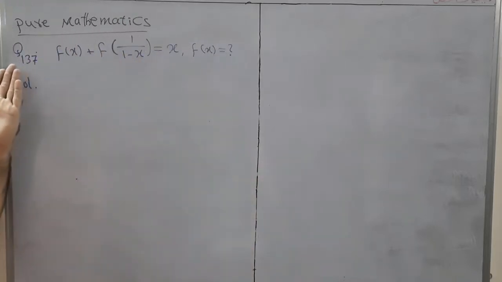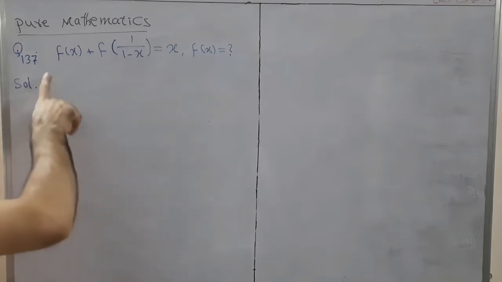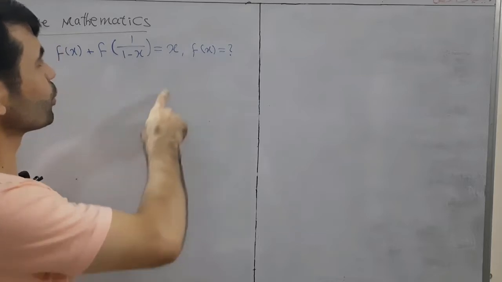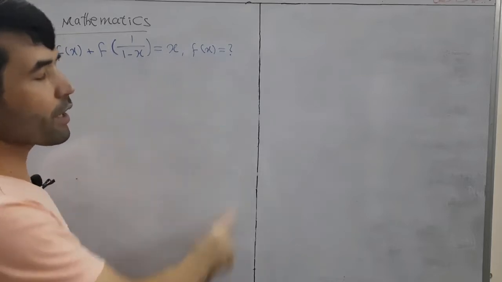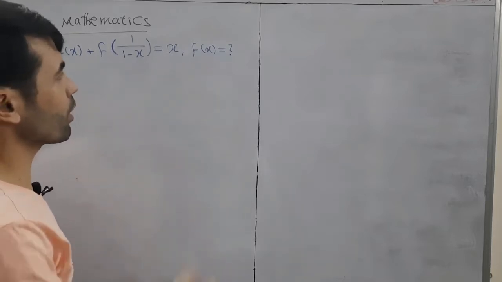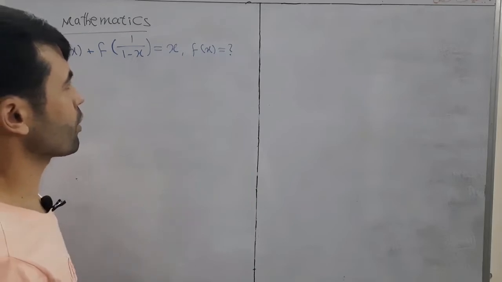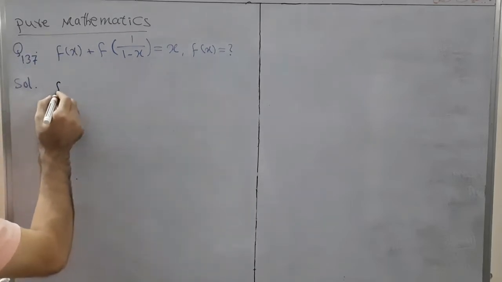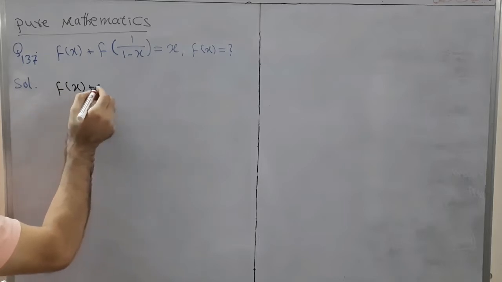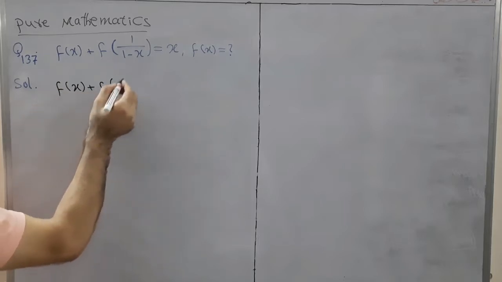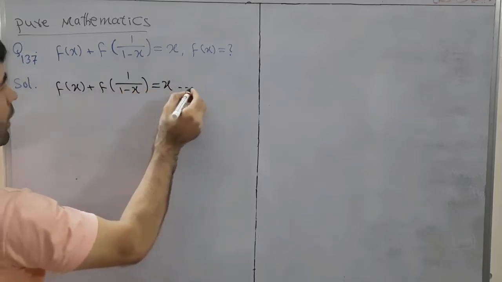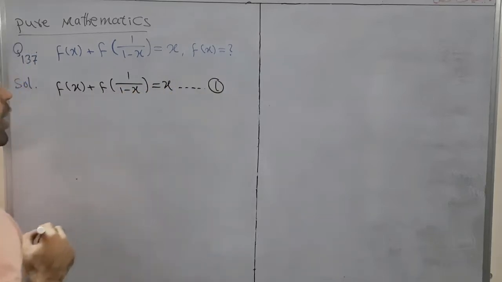In this class we want to solve this question 137. f of x plus f of 1 over 1 minus x is equal to x. f of x is equal to question mark? We want to find the function f of x. Here we have f of x plus f of 1 over 1 minus x is equal to x. We call this relation 1.